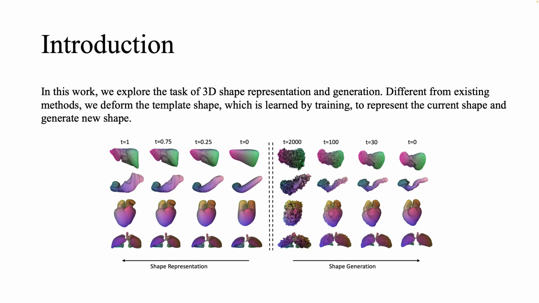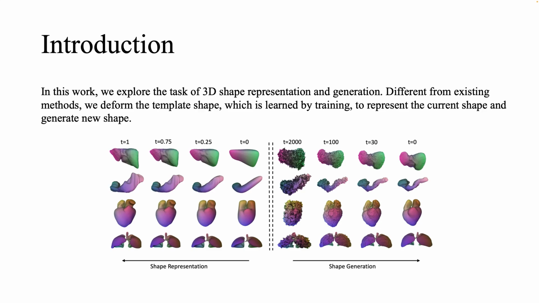Different from existing methods where the shape is directly represented as point cloud or mesh, the shape in our work is represented as the deformed template. The template is learned from training, and the deformation is encoded using a hybrid field. The figure below shows the visualization of our results.